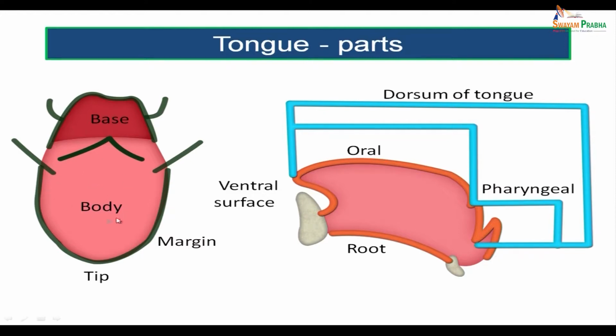So, the part in front of the sulcus terminalis, this is the body of the tongue, and the posterior part is called as the base of the tongue, and this of course is the tip of the tongue, and the sides are called as the margins of the tongue.